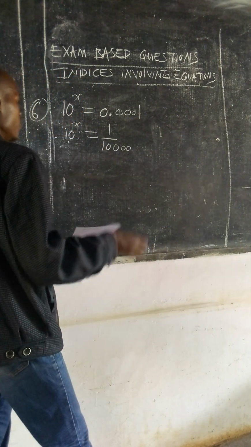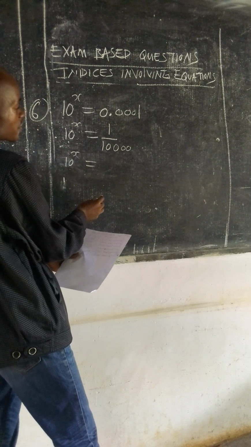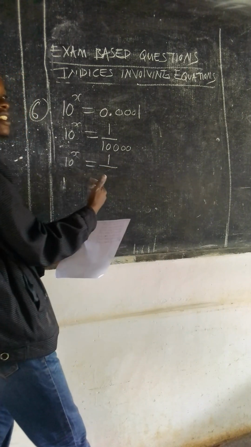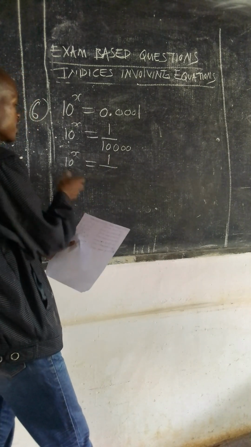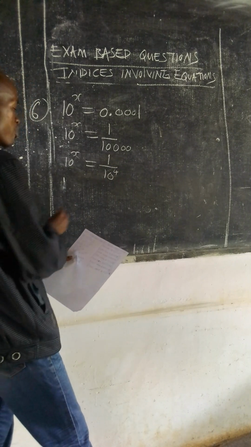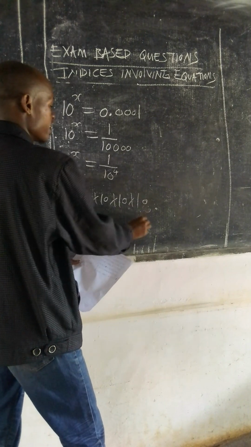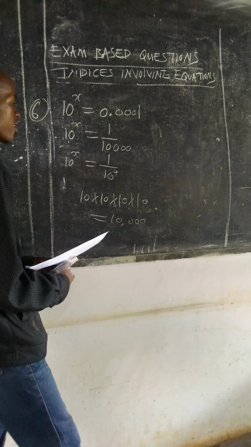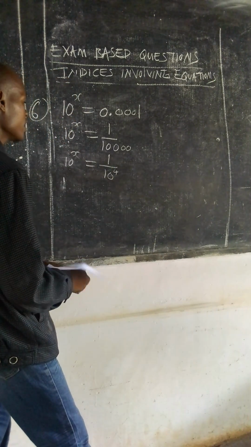Then we have x, we have 10 to the power x equals, now 1 will be maintained, then this tells us that it can be presented in some form of powers. Since we have 10, we are going to say 10 raised to the power 4, because 10 times 10 times 10 times 10, you get what? 10,000. You get 10,000. So that's why we are saying 10 to the power 4 presents 10,000.